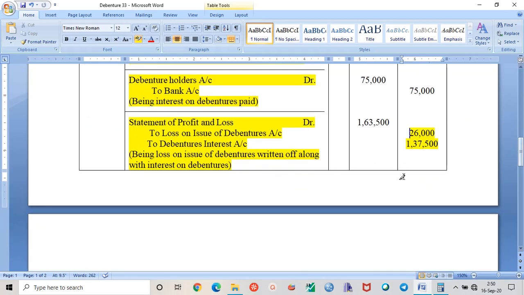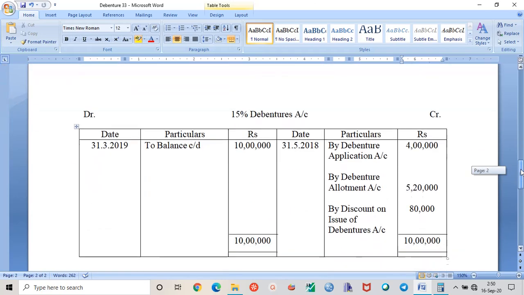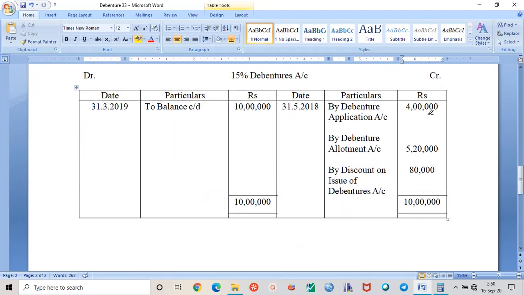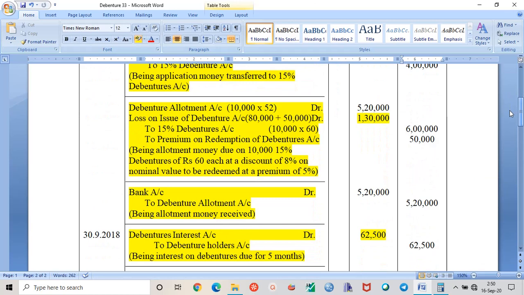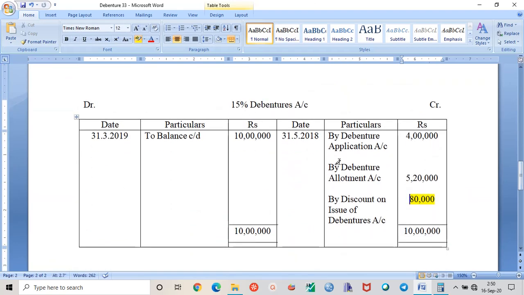So this is your entry, and let us have a look at this 15% debentures account. It is for the first year. It's very simple. This application money, debenture allotment, and this discount on issue of debentures, rupees 80,000. I hope you know this 80,000; it is mentioned out here. So this is your 15% debentures account for the financial year 2018 to 2019.